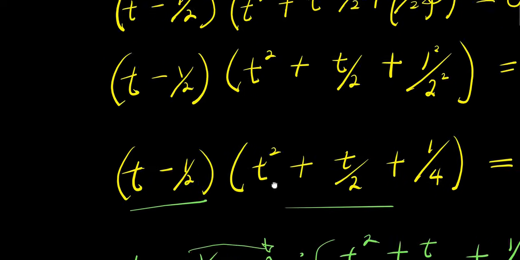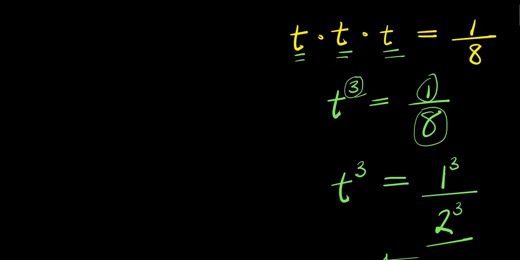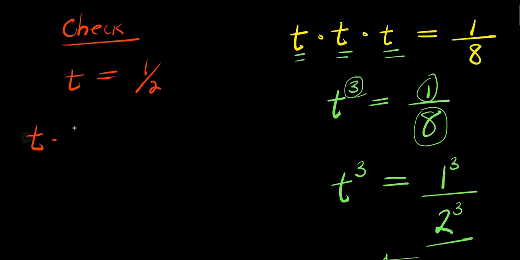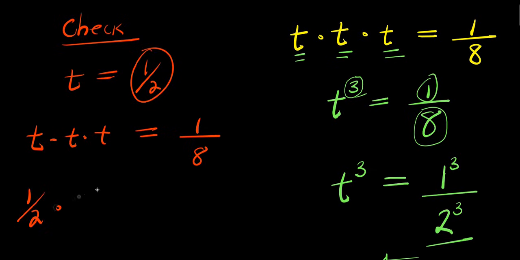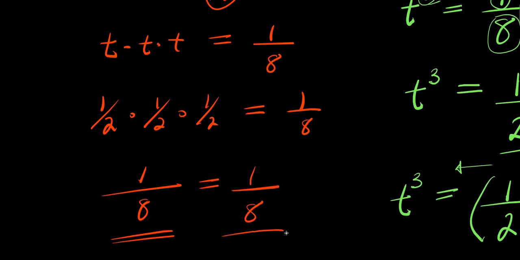So what we are going to do is insert this particular value back into the original equation. I've checked t equals 1 over 2. I have t times t times t equals 1 over 8. My t is 1 over 2, so I have 1 over 2 times 1 over 2 times 1 over 2 equals 1 over 8. So 1 times 1 times 1, that is 1, divided by 2 times 2, 4, times 2, that is 8, equals 1 over 8. Left hand side equals right hand side.